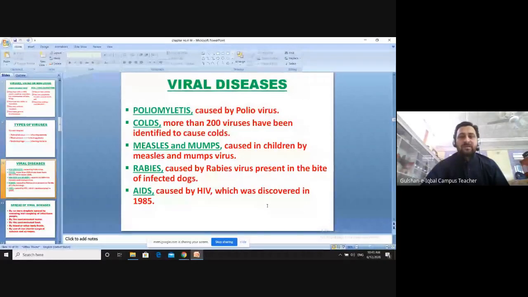Then we have measles and mumps viruses. They cause a disease called measles and mumps in children. There's basically a mild fever in the body, and along with that, there are small pimples on the body having pus in them. So they are called measles and mumps. Then we have rabies. Rabies is basically present in the saliva of infected dogs. If any dog bites you, it can transfer rabies to your body. And if rabies is transferred to your body, the person starts to be afraid of water. It's a psychological condition in which you are afraid of water. You cannot drink water, you cannot face water, and ultimately the person is so psychologically disturbed that he becomes mentally ill, and the person dies.